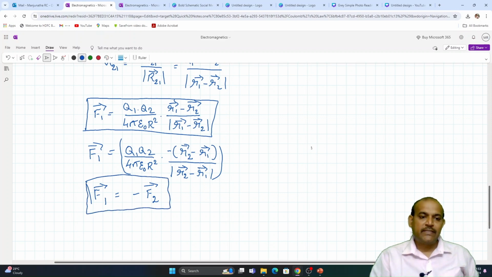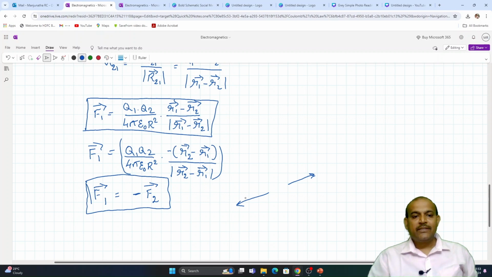Which means that the force at charge 1 is equal to the force at charge 2, but the direction is opposite. That is what we have seen in the diagram. If F2 is moving this way, then F1 was moving away. They are repulsive forces, we say. The negative sign indicates they are repulsive. This is Coulomb's law applied for 2 point charges only.